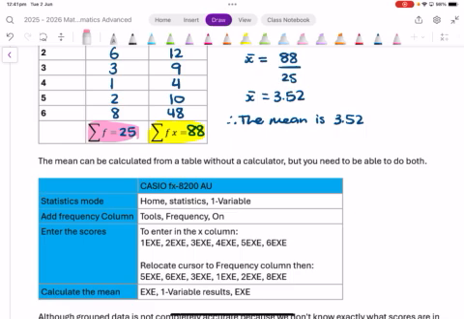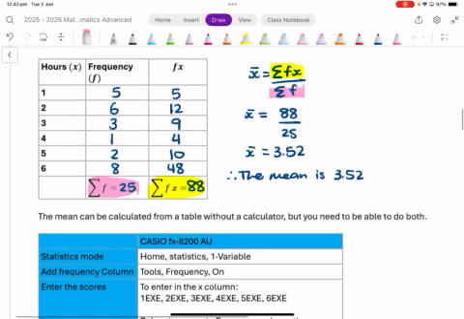So on our calculator, we can check that we are right by going home, statistics, 1 variable. We then hit tools and we turn our frequency on. Okay, and then we enter in our X column our number of hours, and then we move across to our frequency column once we've entered all of our hours to do our frequency. Once we have all of our data, we press our EXE button, and then we go 1 variable results EXE, and we should be able to find our mean is 3.52.